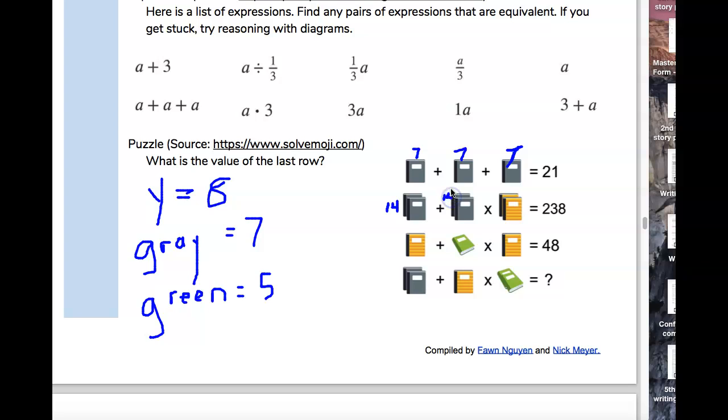And the gold, 14. Sorry, guys. And the yellow we said was 8. And we have 2 of those, so we've got 16 here. All right? So now to solve this, we can't do 14 plus 14. Remember our order of operations. We have to look at this, and we have to do this first. So 14 times 16.